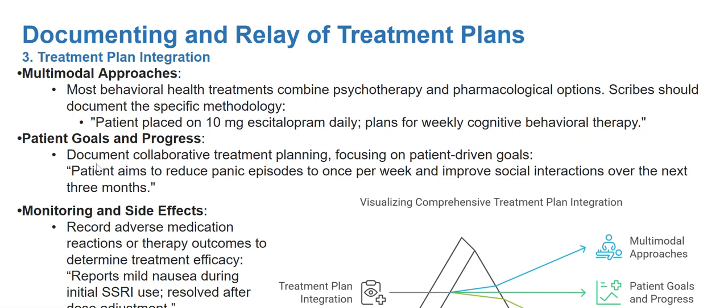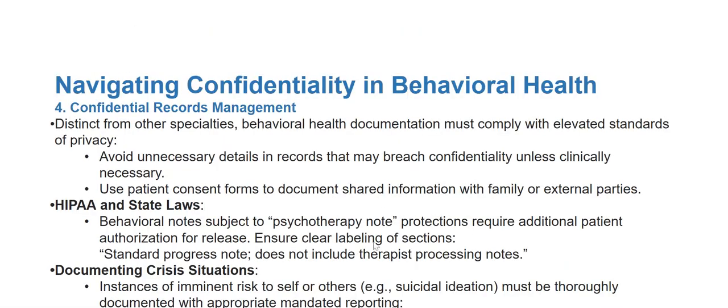Patient goals and progress. Document collaborative treatment planning, focusing on patient-driven goals. For instance, patient aims to reduce panic episodes to once per week and improve social interactions over the next 3 months. Monitoring and side effects. Record adverse medication reactions or therapy outcomes to determine treatment efficacy. For instance, patient reports mild nausea during initial SSRI, selective serotonin reuptake inhibitor, use, resolved after dose adjustment. And here is a diagram visualizing comprehensive treatment plan integration.